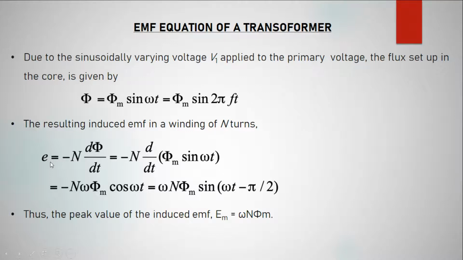The induced EMF in a winding is given by E is equal to minus N into d phi by dt. That is Faraday's law of electromagnetic induction, and the minus sign is due to Lenz's law. So minus N d by dt of phi, and we can substitute phi is equal to phi m sin omega t. If you take phi m outside, you get N omega phi m cos omega t, with the minus sign, and minus cos omega t can be written as sin of omega t minus 90. When sin of omega t minus 90 is equal to 1, E is equal to omega N phi m, which is its maximum or peak value.